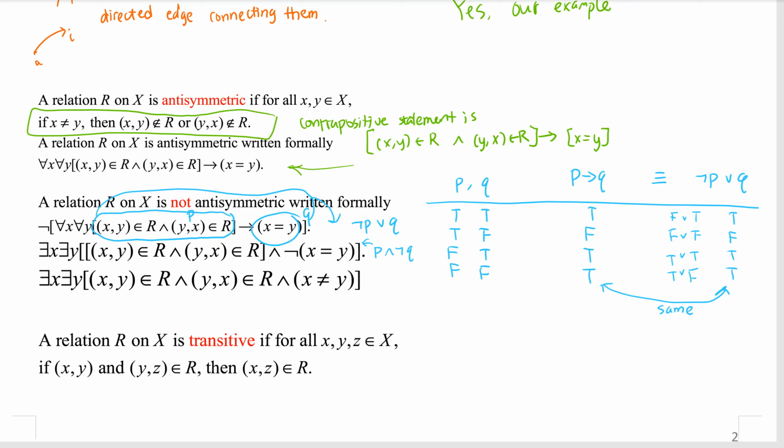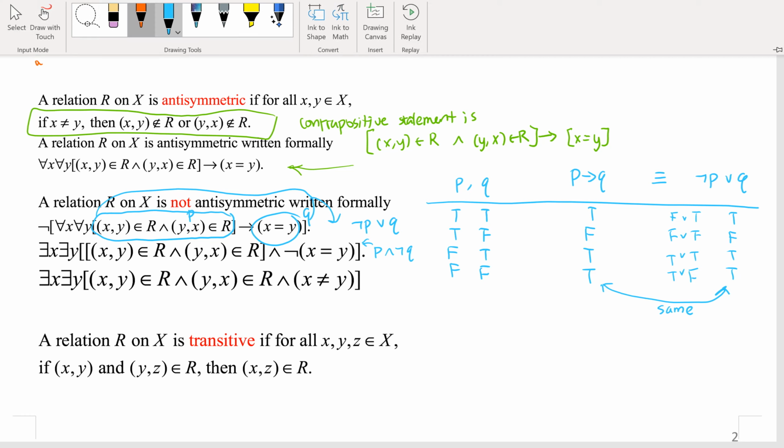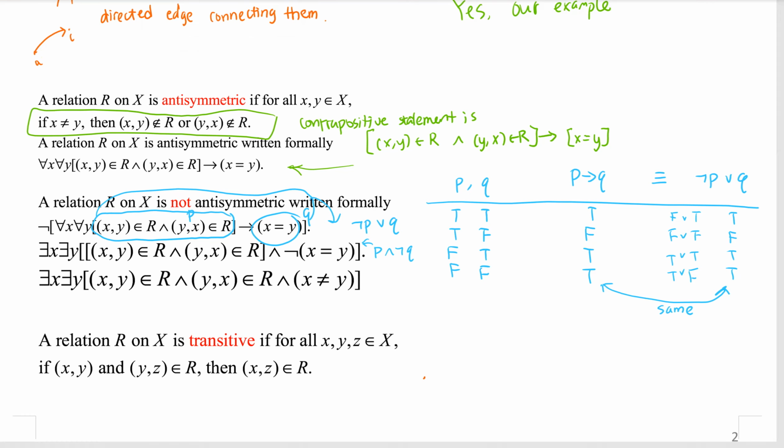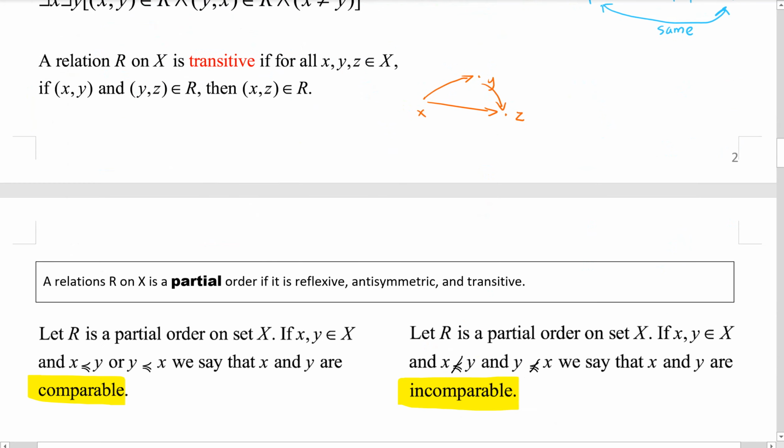Okay, let's continue. A relation R on X is transitive if for all x, y, z in X, if (x,y) and (y,z) are in R, then we have (x,z) in R. Let's draw a picture. What does that mean? If (x,y) is in R and (y,z) is in R, that implies (x,z) is also in R. So it looks like you have a triangle shape of graph for every three vertices.